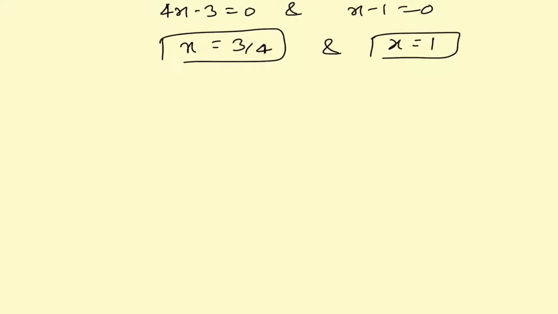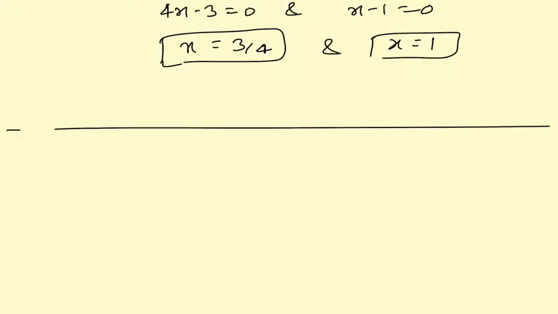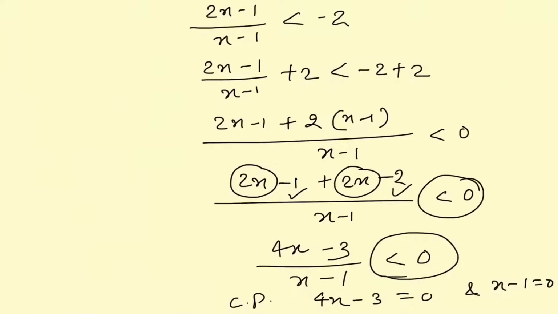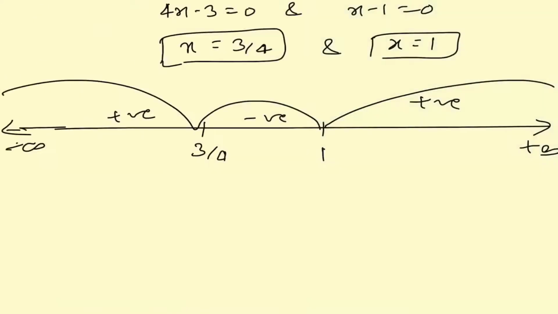There are 2 points, so we are going to represent these. 3 by 4 of course is less than 1, so we represent them, and these two will divide the number line into 3 parts: positive, negative, positive. What we need here is less than 0, that is the negative region. So the negative region is this part. So x belongs to 3 by 4 to 1.